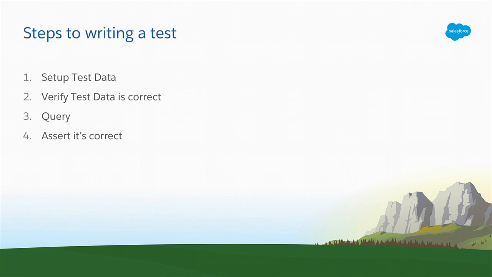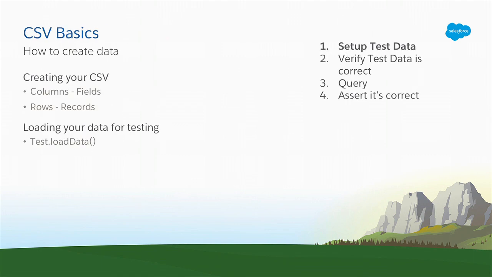So here's the basic steps. We're going to set up some test data using the CSV. We're going to verify with the query, which is SOQL, and we're going to assert that it's correct. And CSVs, for those who don't know, it's comma-separated values. It's a text file, but it works in Excel.